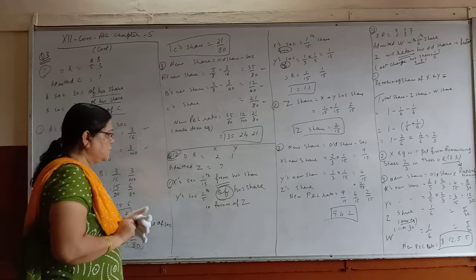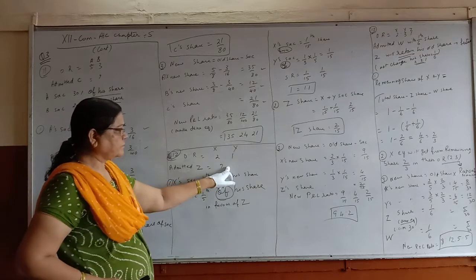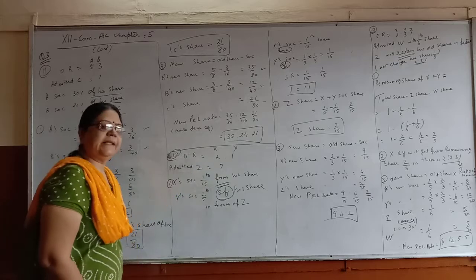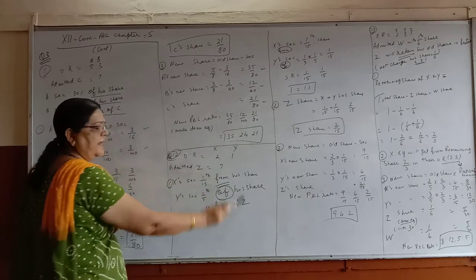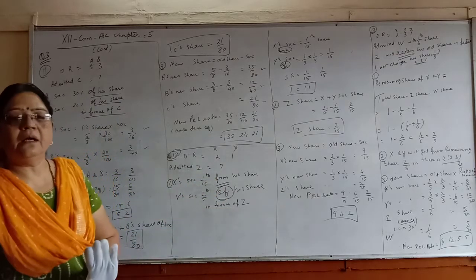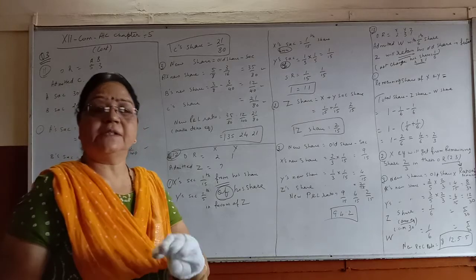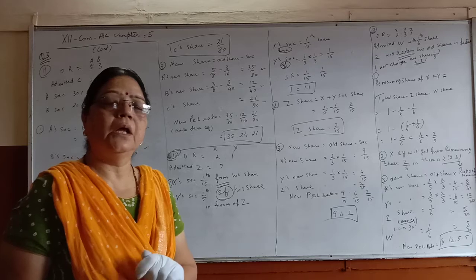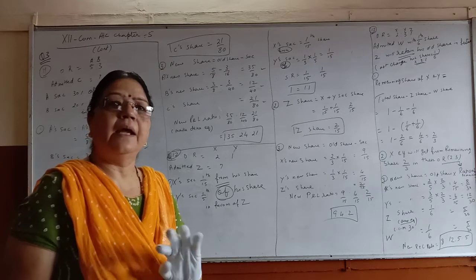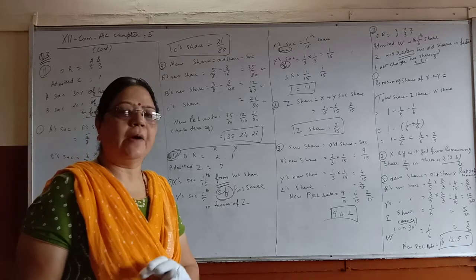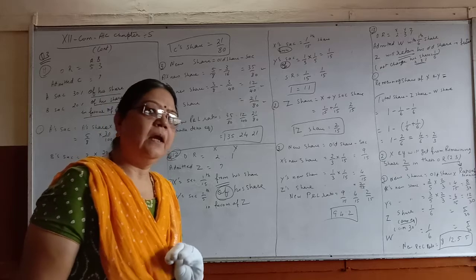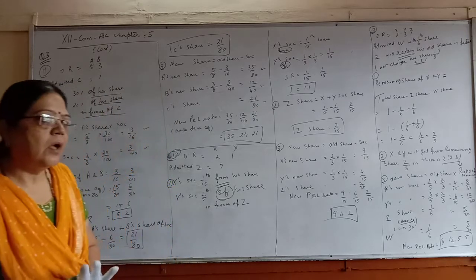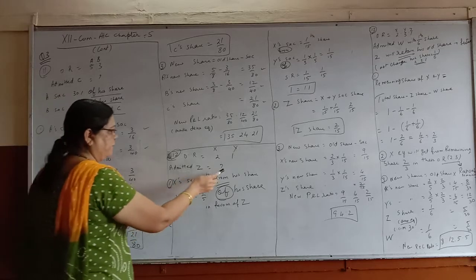Now in 12th question again same thing. X, Y, Z, Z is admitted, but his share is not given. We have done the last 4 sums in which the new person who is admitted, his share is to be found out, and his share is equal to old partners' sacrifice. So now you are perfect, I think, with this type of sums.